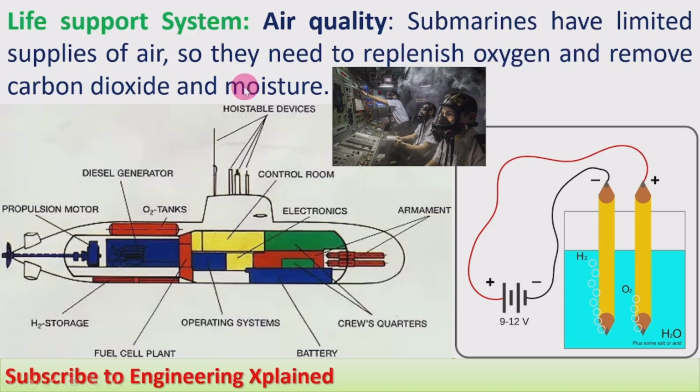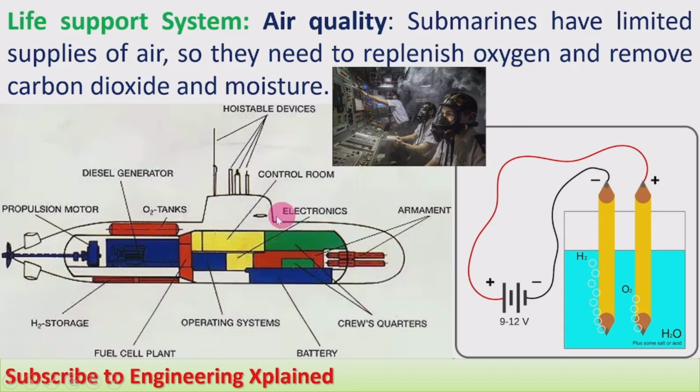Submarines have limited supplies of air, so they need to replenish oxygen and remove carbon dioxide and moisture. The carbon dioxide is produced by the running of the engines as well as from the breathing of the human beings or crew present inside the submarine, and moisture is produced due to the surrounding water. That should be removed from the inside space so that the crew can live comfortably.